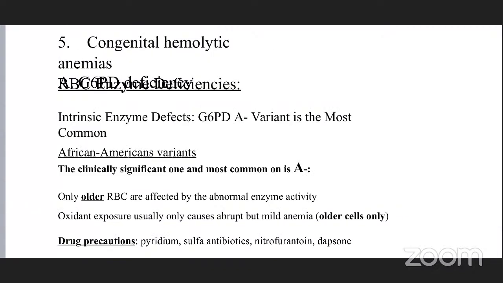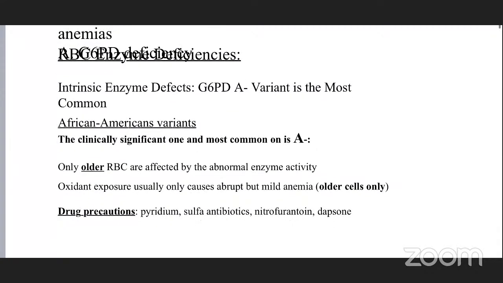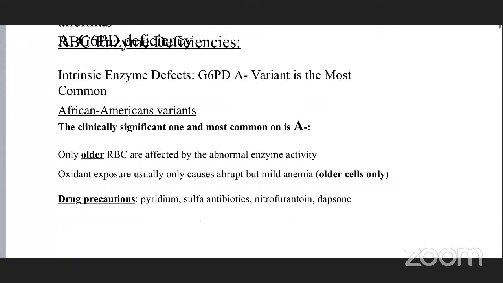Okay, we continue with congenital hemolytic anemias. In the intrinsic enzyme defect, G6PD deficiency, there is a variant which is the most common in African Americans. The clinically significant one and most common is the A variant. Only older RBCs are affected by the abnormal enzyme activity. Oxidative exposure usually only causes abrupt but mild anemia, in older cells only. Drug precautions, you know that: sulfa, antibiotics, interferon, and dapsone.